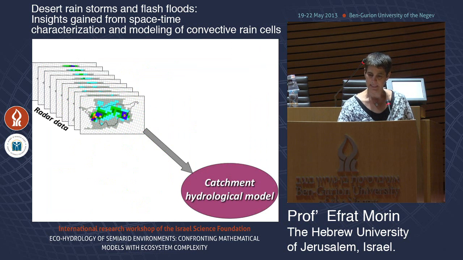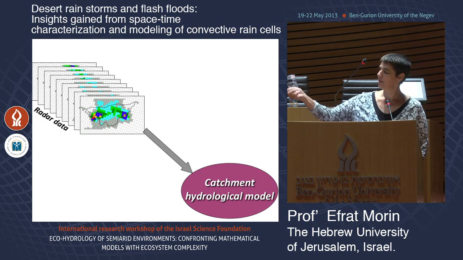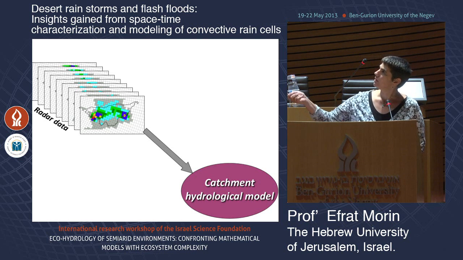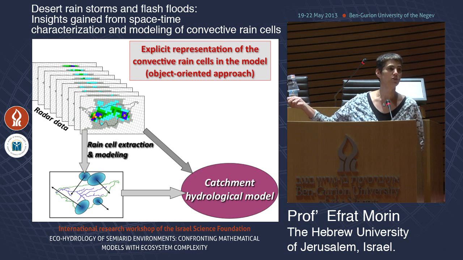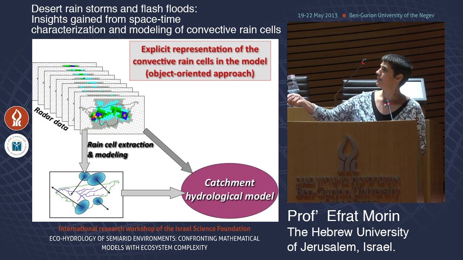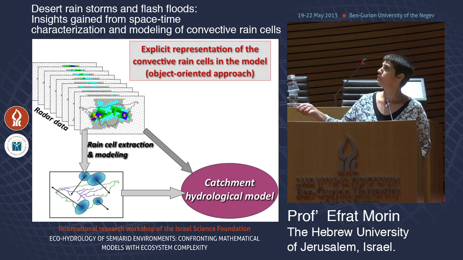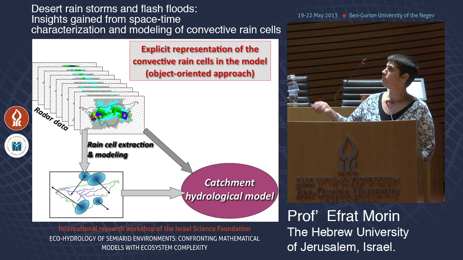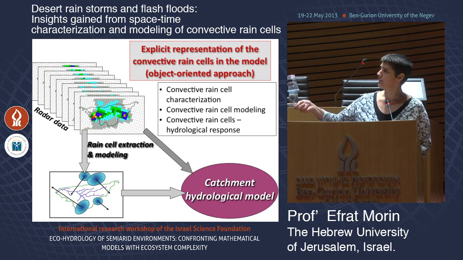So explicit representation of patterns could be explicit representation of these convective rain cells in our hydrological models. Rather than use the standard approach, putting radar data in as gridded information and implicitly representing patterns in the model, what I was trying to do is extract these convective rain cells from our data and input the rain cell data into our model. That means we have a direct linkage between the convective elements and the catchment hydrological response represented by the model. You can call it an object-oriented approach to learning about the hydrological processes from the convective rain cells.